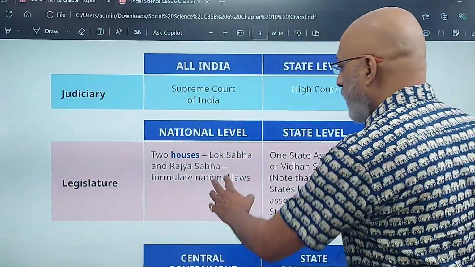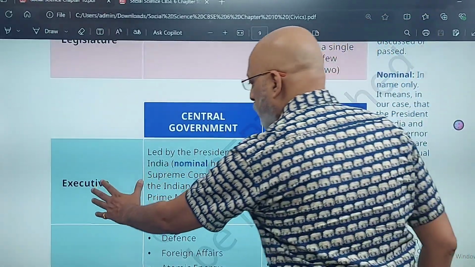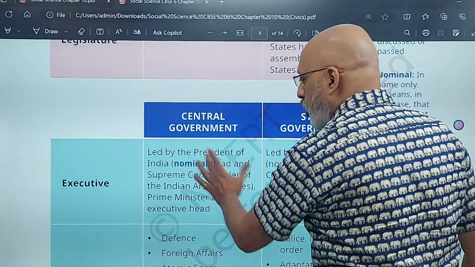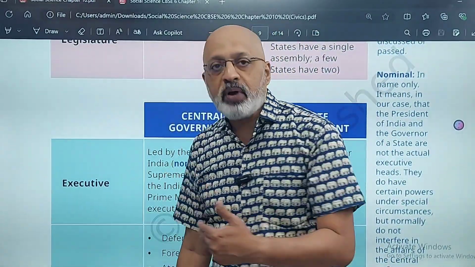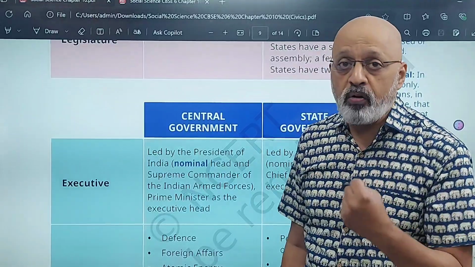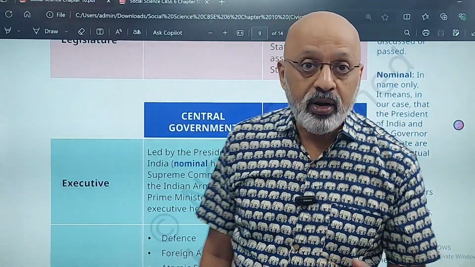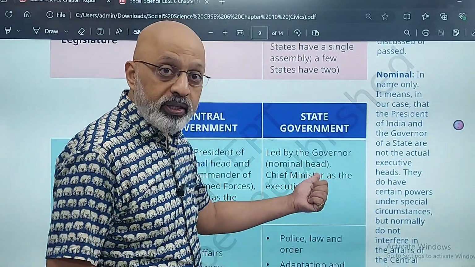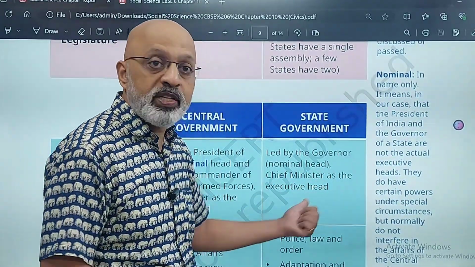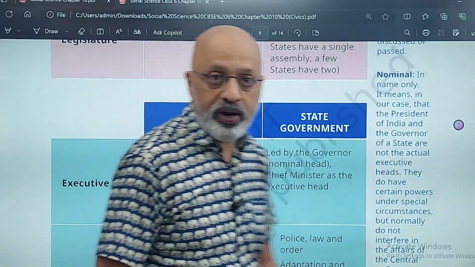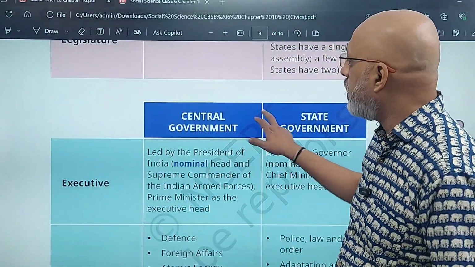Okay, the executive is led by the president who is the nominal head. Now the president may swear in the prime minister, but असली पावर जो है वो प्राइम मिनिस्टर के हाथ में होती है. Similarly, at the state level, governor appoints, I mean, he kind of swears in the chief minister, but असली पावर chief minister के हाथ में होती है. He is the executive head. Similarly, the prime minister is the executive head of the country, right?